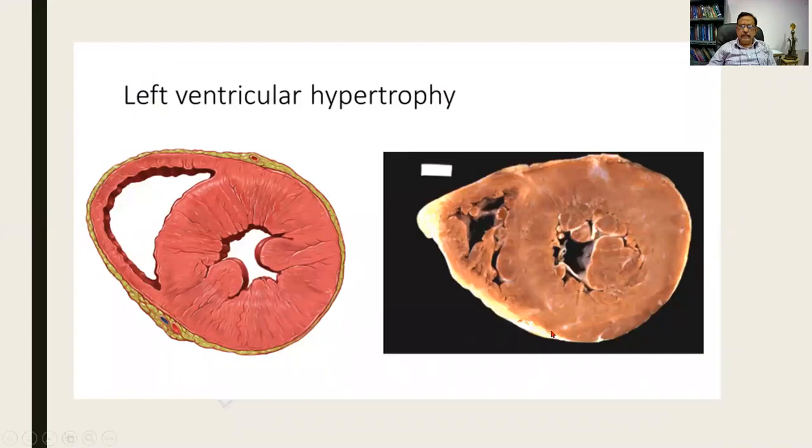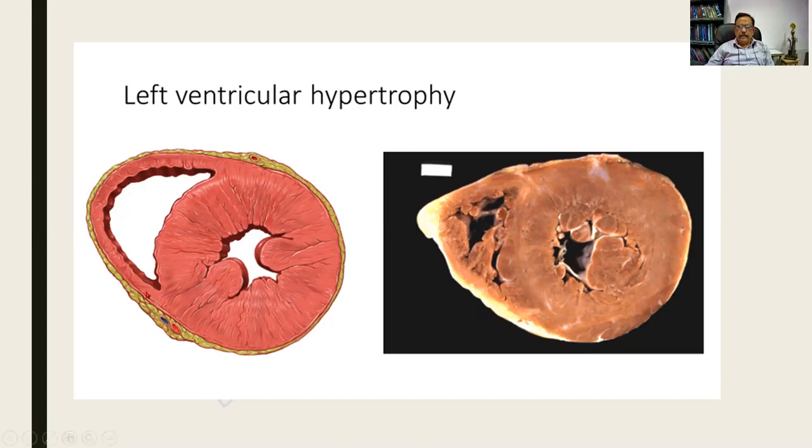This is the first specimen, the left ventricular hypertrophy. Why do I say it is a ventricle? Because I am finding two chambers, the right ventricle and the left ventricle. When we do mount, you find that it appears reversed.